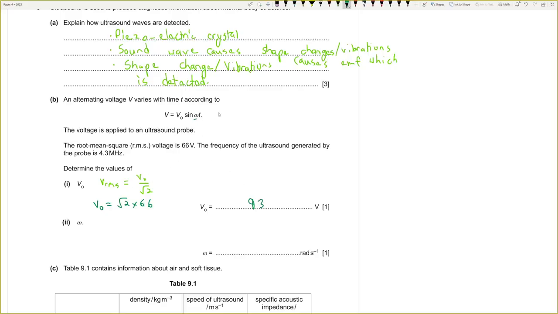Now what about omega? Omega is basically 2 pi by T or 2 pi f. So it's 2 pi times 4.3 times 10 to the power 6. That's huge. That gives you a value to 2 SF of 2.7 times 10 to the power 7 rad per second.